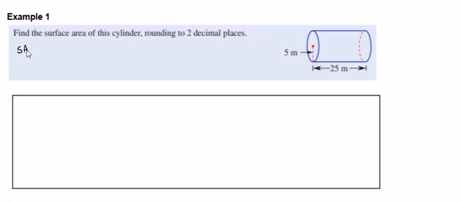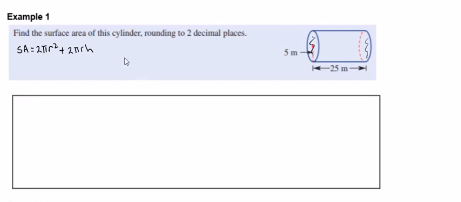So surface area will equal 2 times pi r squared, which will give us the area of the two circle ends, plus 2 pi r h.